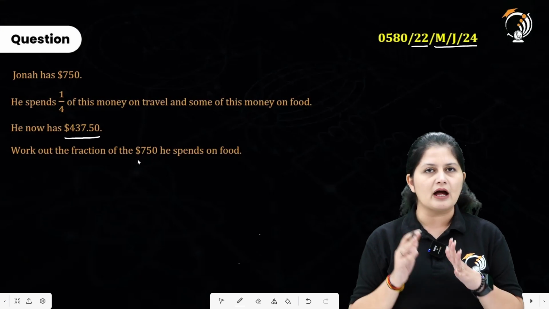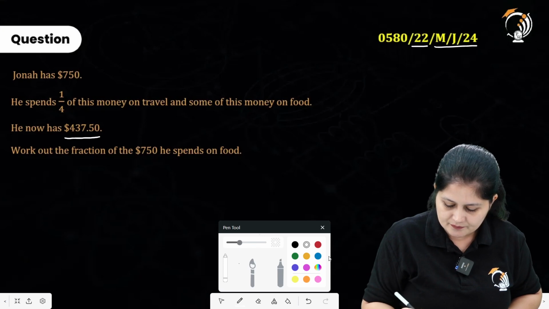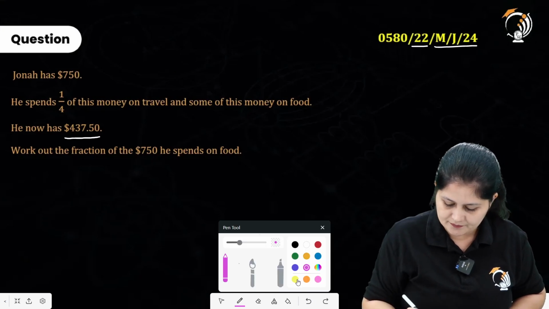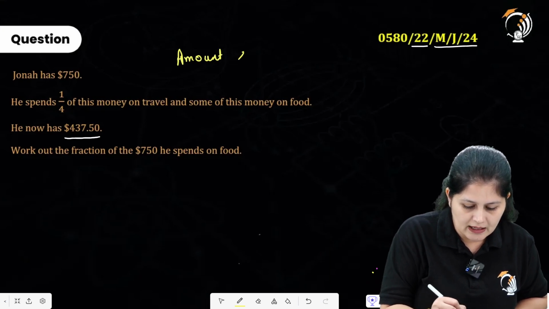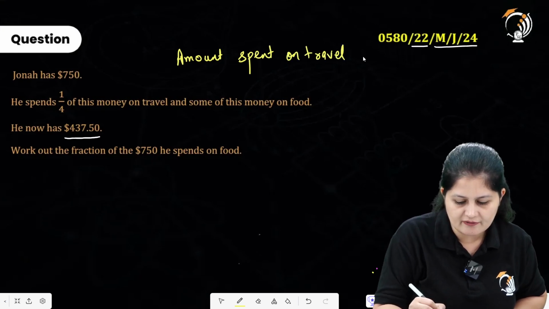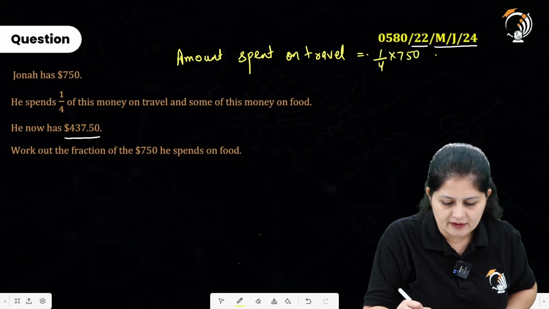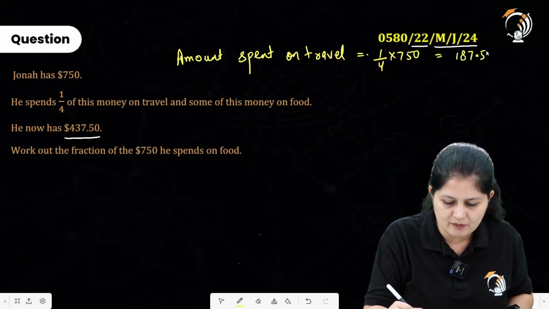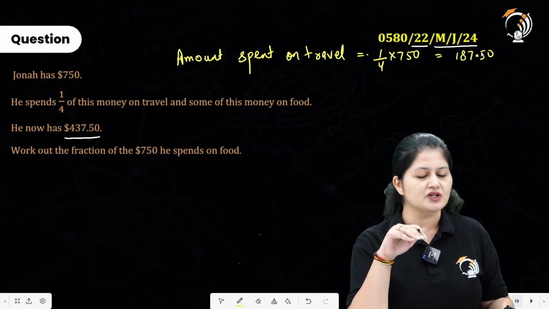So we need to find out the fraction of the amount that he has spent on food. Firstly, let's just find out the amount that is spent on travel. So let's calculate this first. Let me just use some other color. So, amount spent on travel is equal to 1/4 of 750, right? If we calculate that, the amount that he has spent on travel is $187.50.